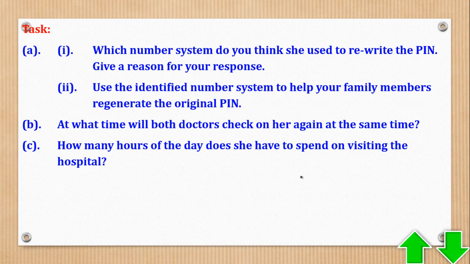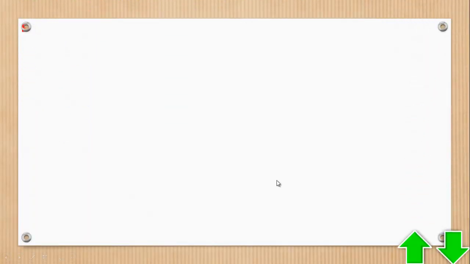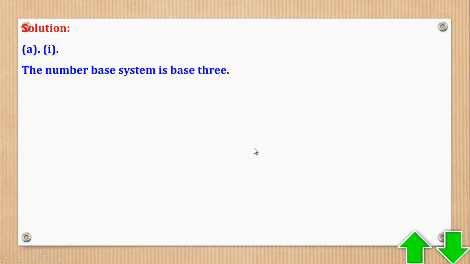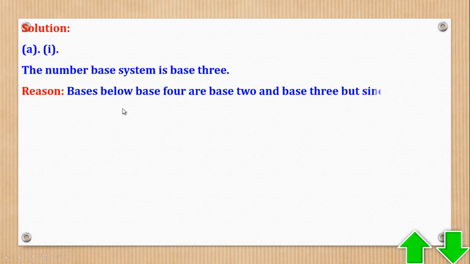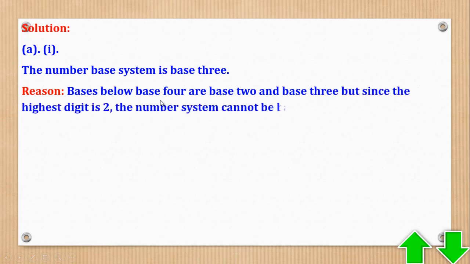So let's start with task A. The base should be base 3. Do you know why? It is because they say the bases are below base 4. Below base 4 we have base 2 and base 3. But in the digits we saw there was a 2, yet a 2 cannot appear in base 2. Therefore the only base there is base 3. And that's what they wanted.